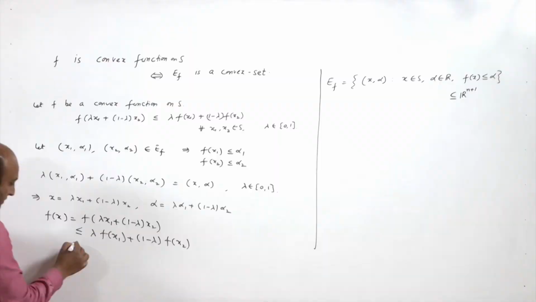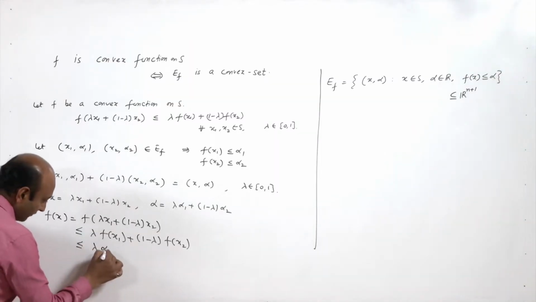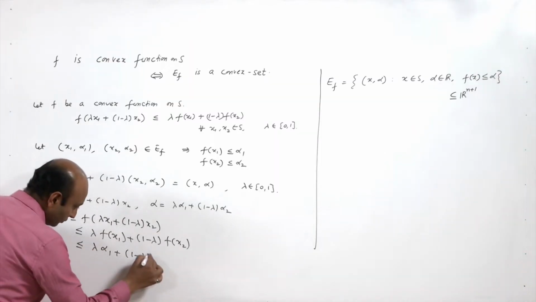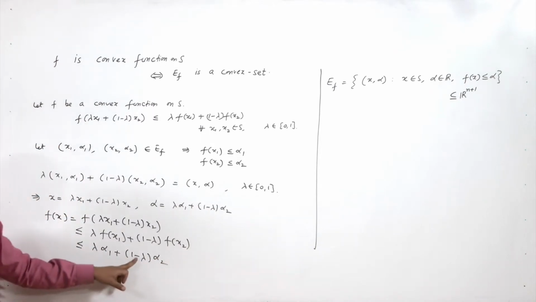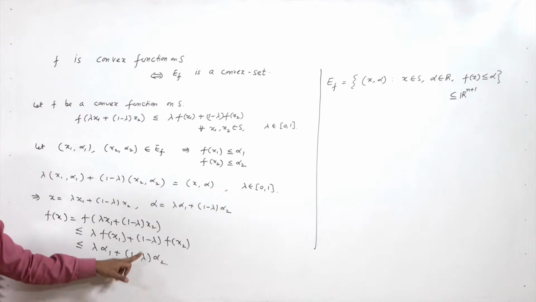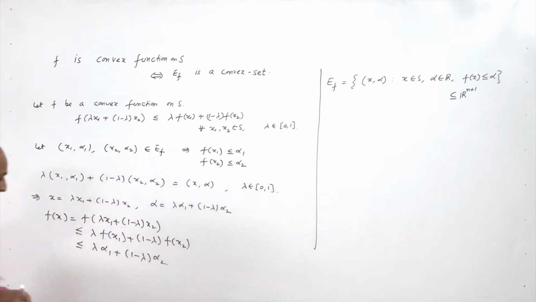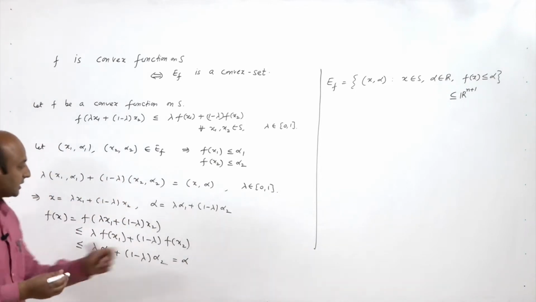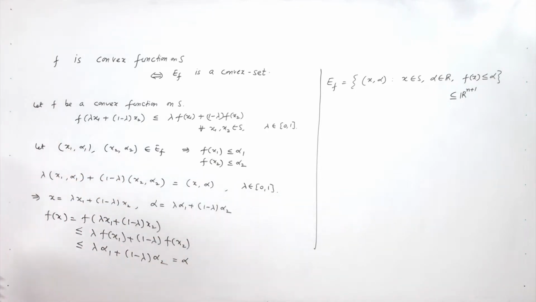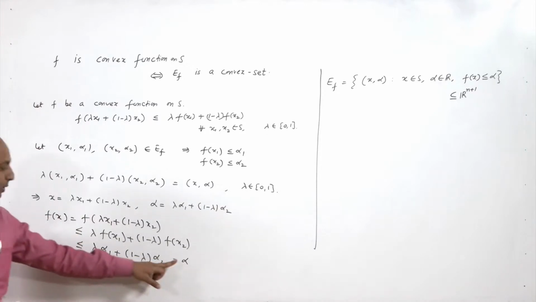So, this implies that f(x) is less than or equal to lambda alpha 1 plus 1 minus lambda alpha 2, because this lambda and 1 minus lambda are non-negative values, they are lying between 0 and 1. Okay. And this is nothing but alpha. So, we have shown that f of x is less than or equal to alpha.